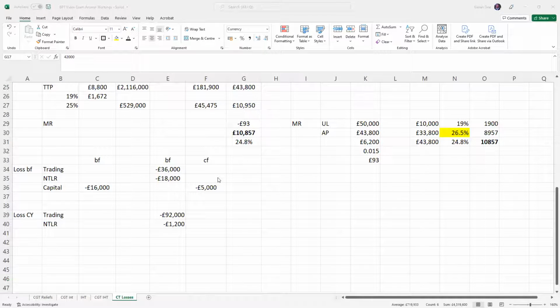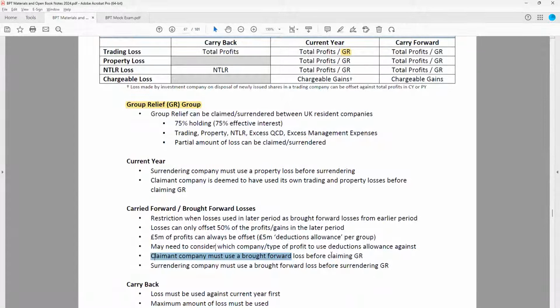And you could briefly mention some of the other rules as well, but none of these are really that relevant. So you could have briefly mentioned that the claimant company and the surrendering company need to use any of their own brought forward losses first of all, but that isn't an issue here.